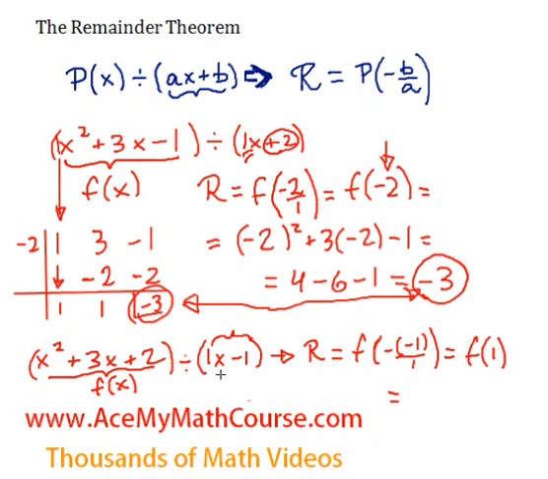So if I plug 1 in for x, I get 1 squared plus 3 times 1 plus 2. 1 squared is 1. 3 times 1, 3 plus 2. 1 plus 3 is 4 plus 2, 6. So this would be the remainder for this division.